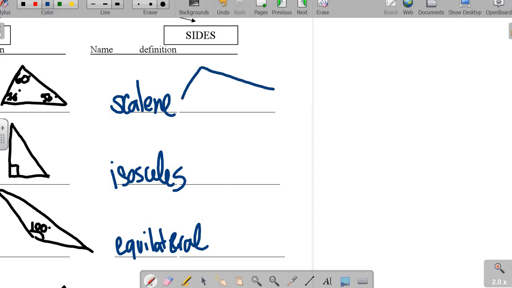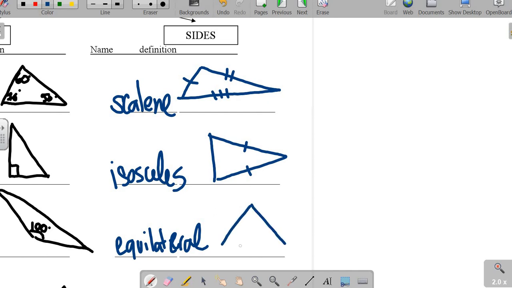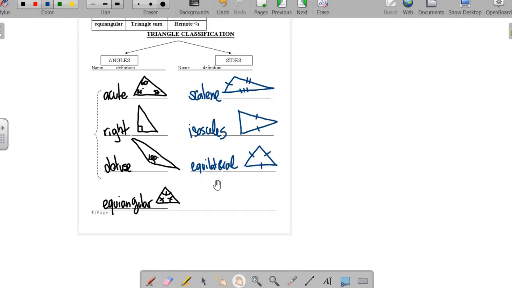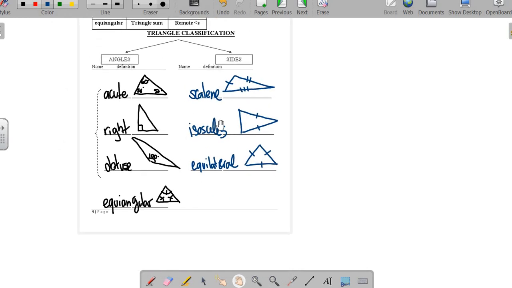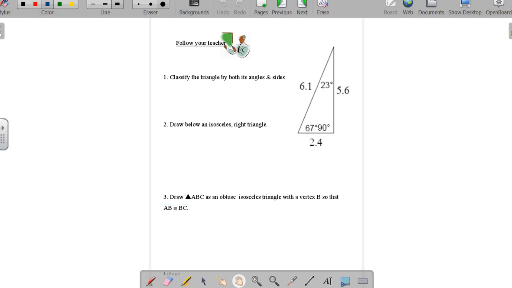Scalene means none of the sides are of equal length. Notice the hatch marks do not match. That is a notation that all the sides are different lengths. Isosceles, you have 2 congruent sides. Equilateral, lateral means side. All 3 sides are equal. You need to have these memorized: acute, right, obtuse, equiangular, scalene, isosceles, and equilateral. These are the 7 different classifications of triangles.